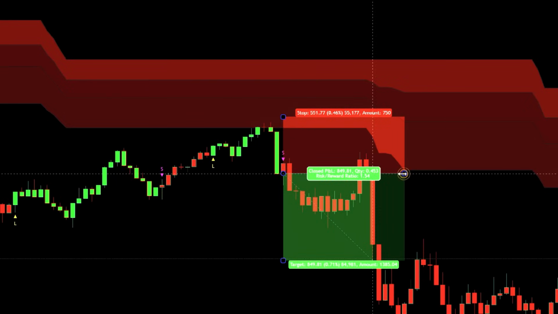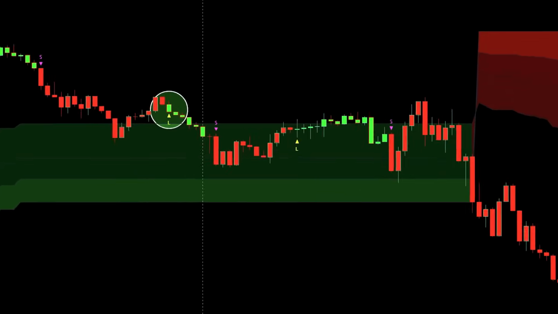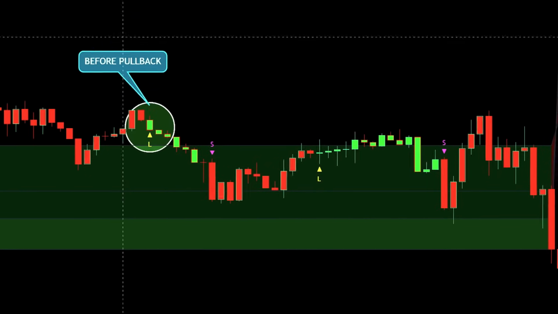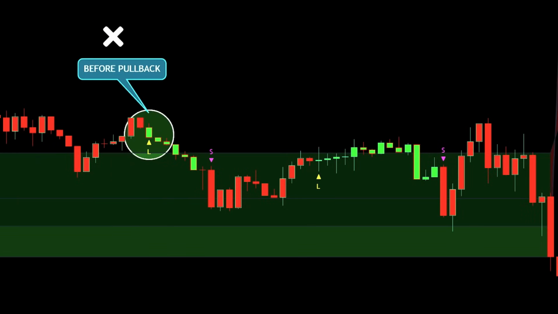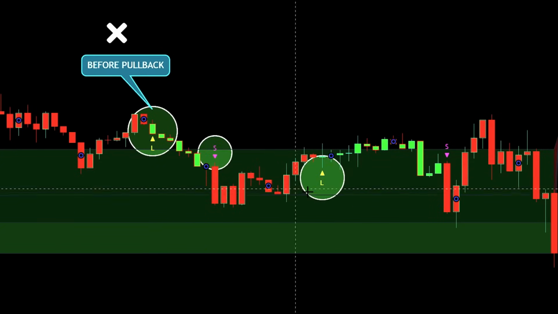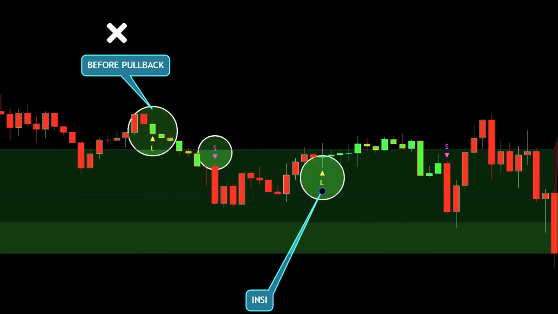Okay, so here's another pro tip. If you see one of those L or S signals pop up before the price pulls back to the SwingArm ATR trend, those signals, they're totally invalid. Ignore them. Same deal if a signal appears inside the ribbon. We need that clean breakout. Understanding this is key to learning how to trade for beginners.